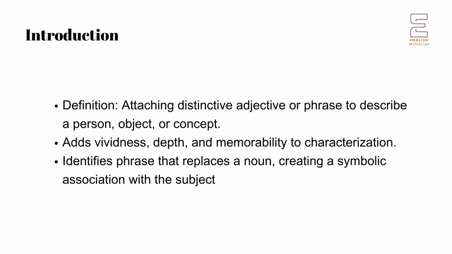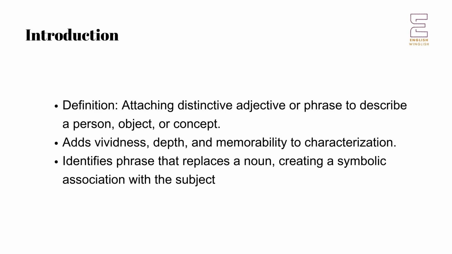In this video, we will discuss the term epithet. In literary criticism, an epithet is a literary device used to describe a person, object, or concept by attaching a distinctive adjective or adjectival phrase to it. This device adds vividness and depth to the characterization and often becomes a memorable aspect of the work. Additionally, an epithet can also function as an identifying phrase that replaces a noun, creating a symbolic association with the subject. This video explores the significance and various applications of epithets in literature, with a focus on examples from classical to modern works.